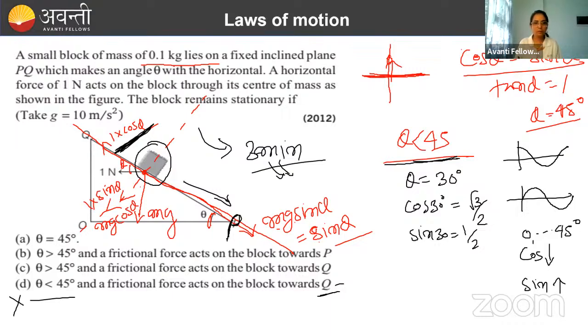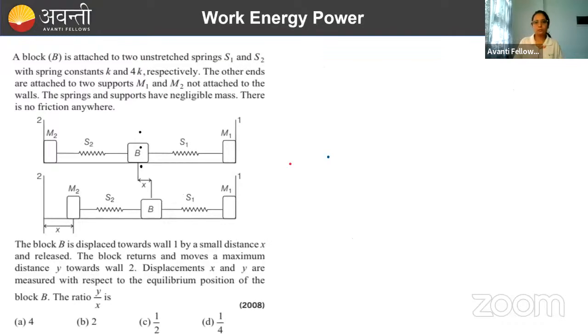So this is wrong. Now, if theta is greater than 45, the case will be just opposite. So friction will act towards Q. So just see which one is the correct option C. So A and C are correct and B and D are wrong. Okay, done. So this was your question.